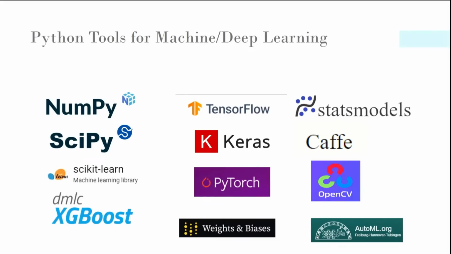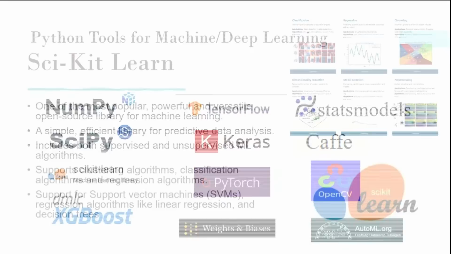Right, now let's discuss various tools. We'll be talking about open source tools in Python which are available for deep learning and machine learning. Like NumPy, SciPy, Scikit-learn, XGBoost, TensorFlow, Keras, PyTorch, Statsmodels, Caffe, OpenCV, AutoML. These are different deep learning and machine learning libraries which are available in Python open source. You can just search on the internet and you will get a lot of material on this.